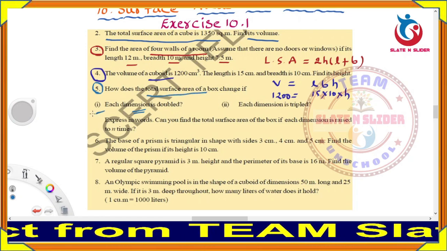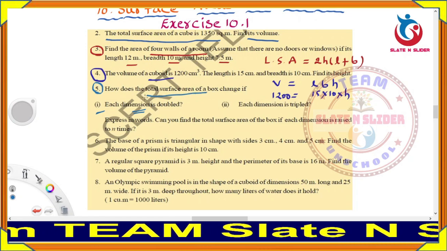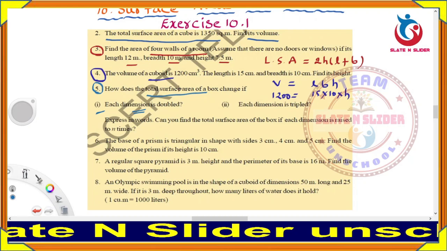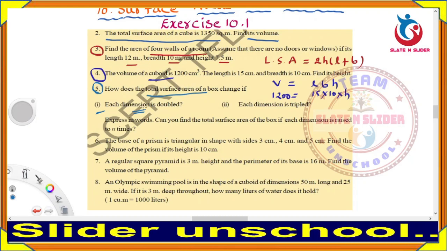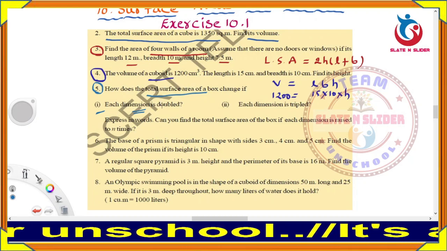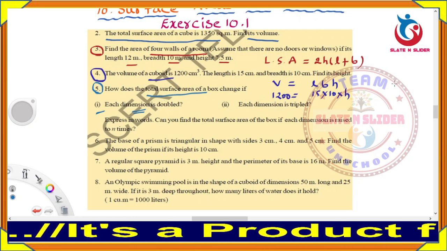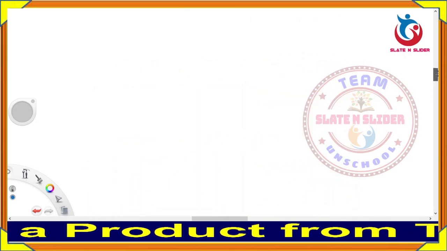So we will discuss this first. So this is about the cube or cuboid, anyone we can take. So I would like to take the cuboid here, because each dimension is doubled. So each dimension, in the sense every dimension, that is length, breadth and height. So we will discuss first. So let us take the cuboid, fifth one.